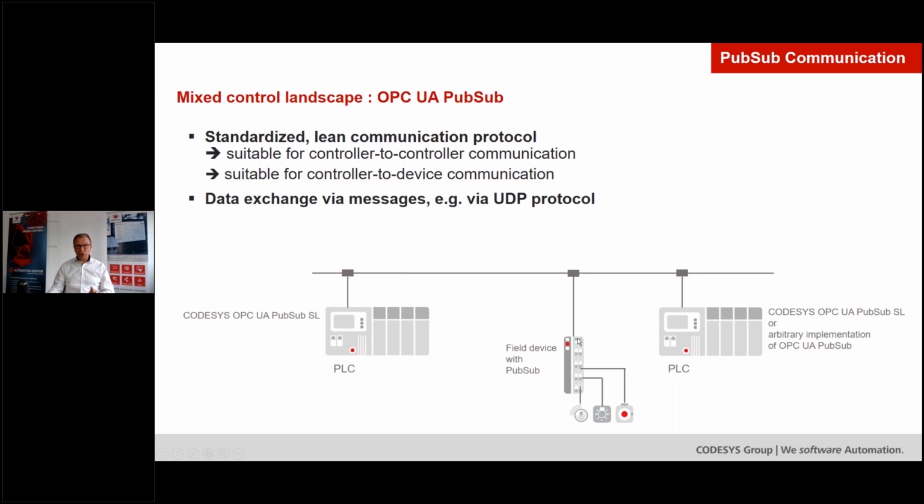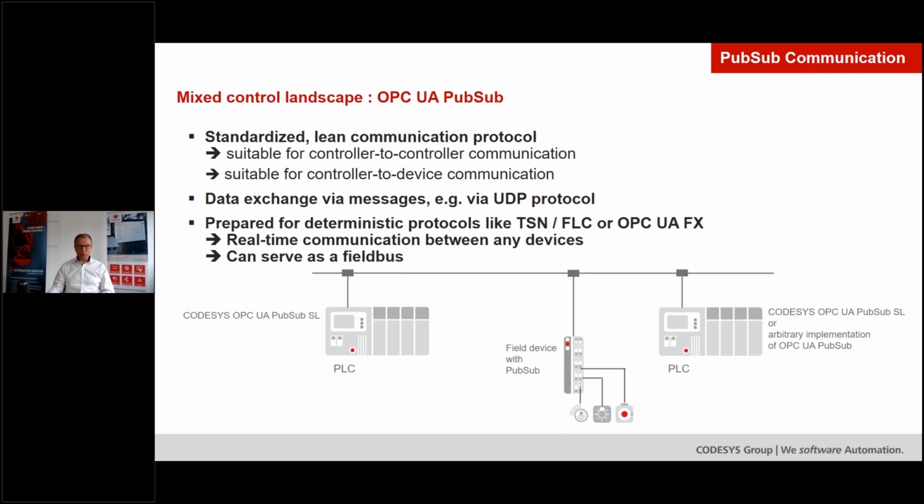The data exchange is realized via messages, at first step via the UDP protocol, but the whole protocol is prepared in a way that there can as well be deterministic data exchange. For example, via TSN, time-sensitive networking, or field-level communication, or OPC UA FX, which is the newest term for that. So this could mean that there is even real-time communication between the devices, and this means OPC UA PubSub can serve as a field bus system.